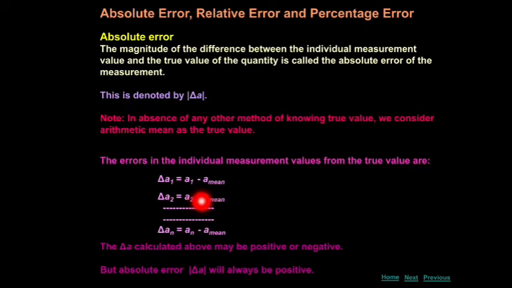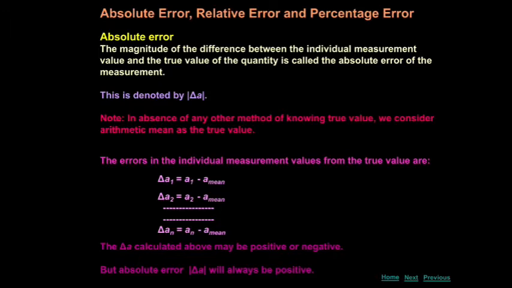What is the meaning of that? A mean: for example, if A1, A2, A3 up to AN are measured values of any quantity A in an experiment performed n times, then the arithmetic mean value is A mean. That A mean is called the true value, and A1 is the measured value.